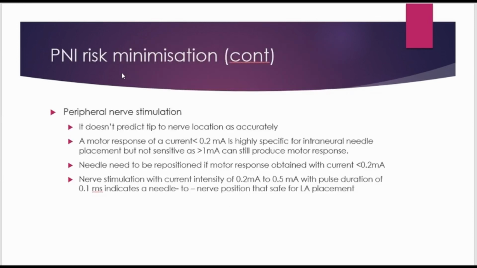Peripheral nerve stimulation doesn't predict needle tip to nerve location as accurately. A motor response at a current less than 0.2 milliampere is highly specific for intraneural needle placement, but not as sensitive, as a motor response can still be produced with a current of more than 1 milliampere. The needle needs to be repositioned if a motor response is obtained with a current less than 0.2 milliampere.